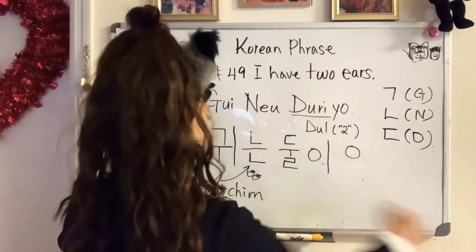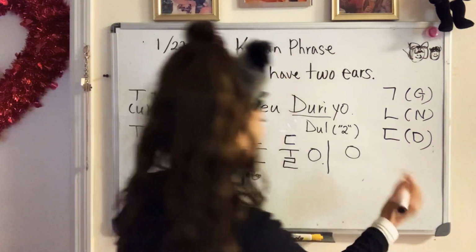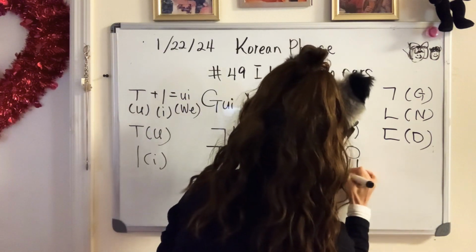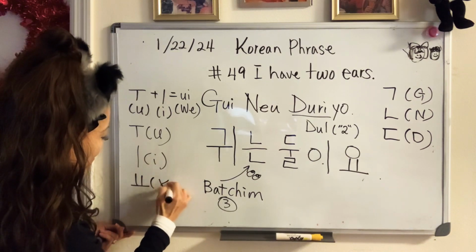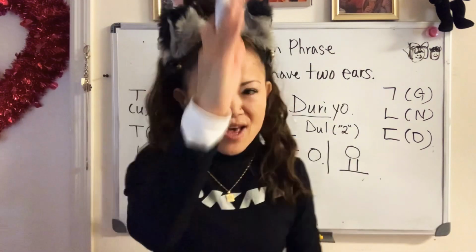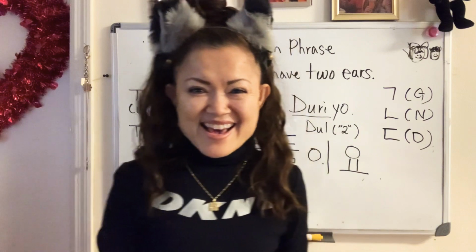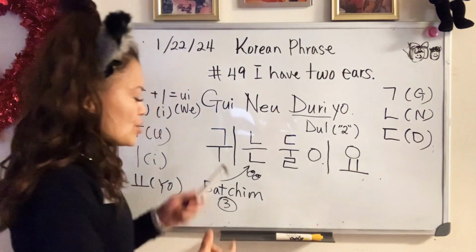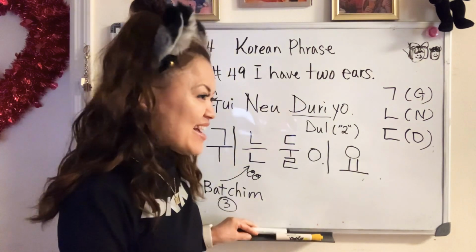One, two, three. Yo, yo, yo. One, two, three. Let's go. Yo, yo, yo sound. It's just like that. One, two, three. Yeah, yo. Okay? So, 귀는 둘이요.